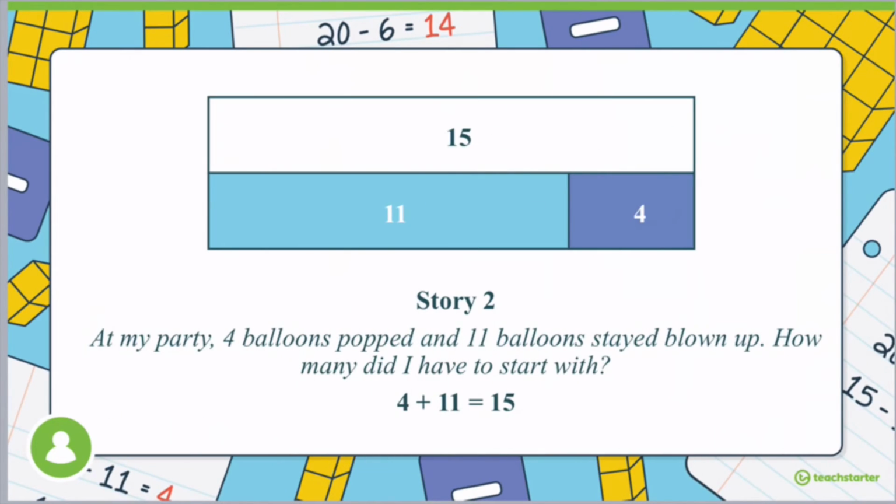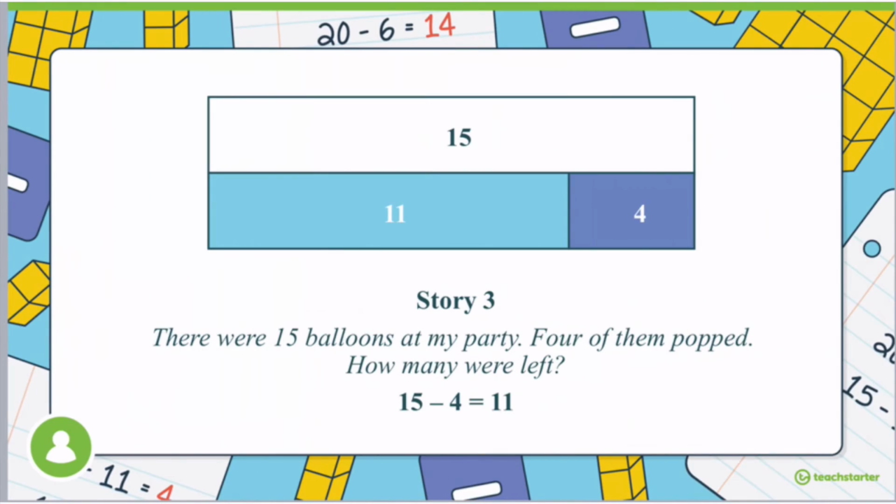Story 2. At my party, 4 balloons popped, 11 balloons stayed blown up. How many did I have to start with? Now we can see that this is really the same question. It's just said in a different order. So 4 balloons popped, 11 balloons stayed blown up. 4 plus 11 equals 15 as our total.